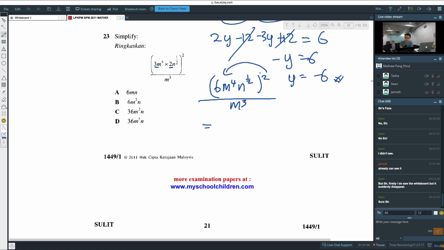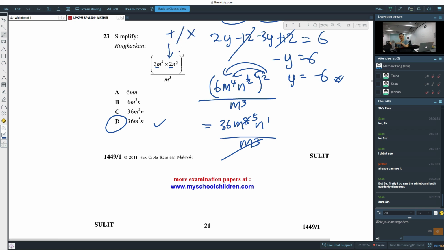Now you power 2 the 6, m and n. So you get 36 m power of 8, n power of 1 over m power of 3. Then m power of 3 and m power of 8 you simplify, left 5. So you got 36 m 5 n. You must be very careful whether the middle symbol is plus or multiply. If multiply, you better multiply it first, then only you move your power into it.